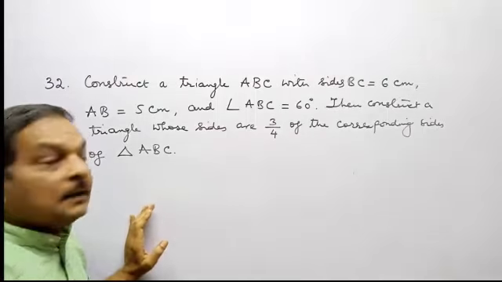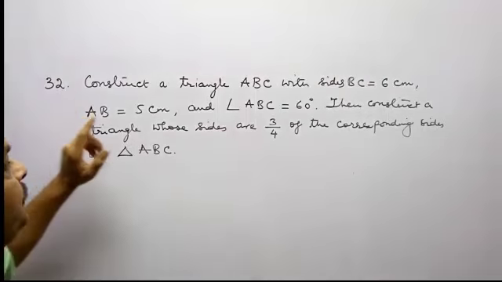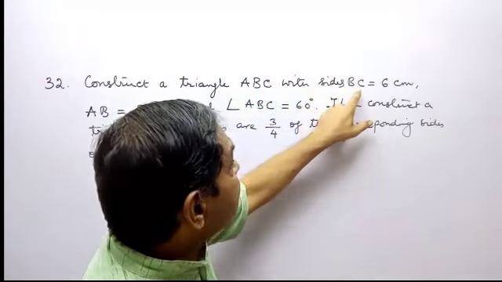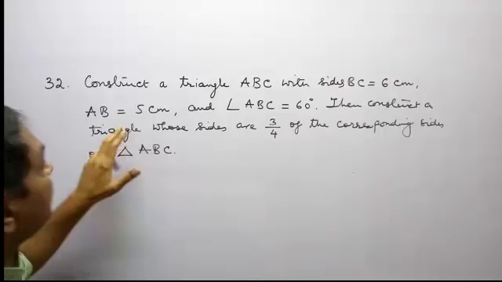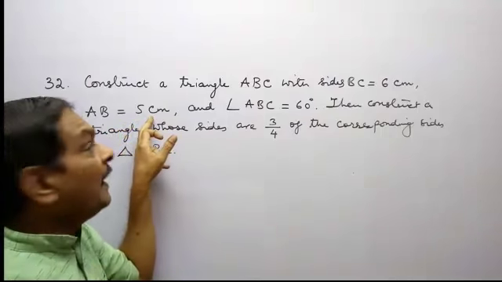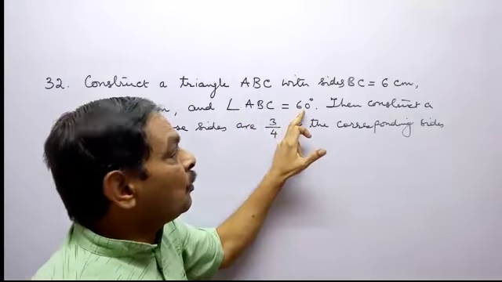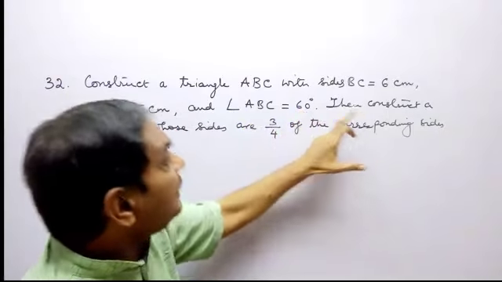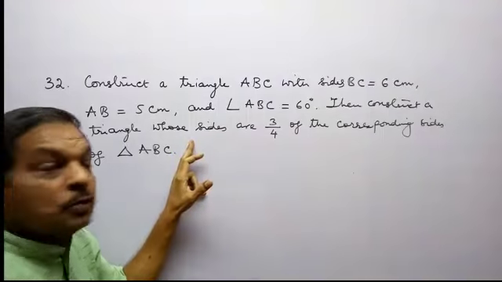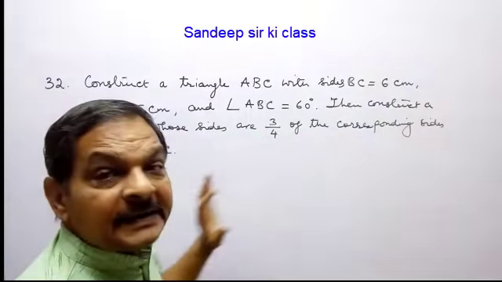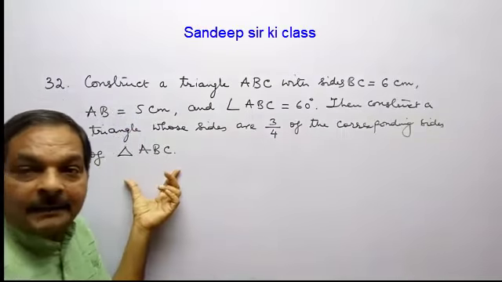Now we will see question number 32. Construct a triangle ABC with sides BC equal to 6 cm, AB equal to 5 cm and angle ABC equal to 60 degree. Then construct a triangle whose sides are 3/4 of the corresponding sides of triangle ABC.